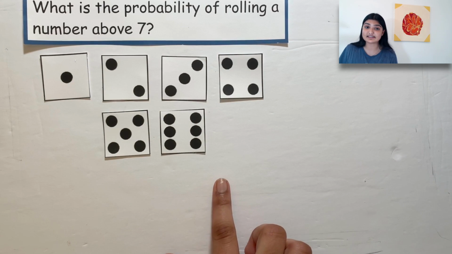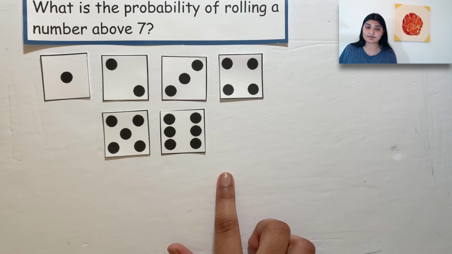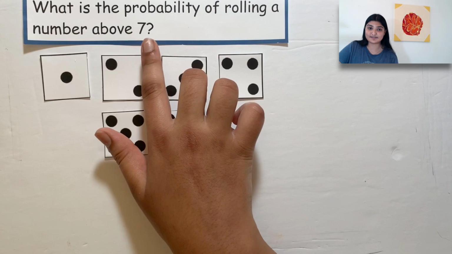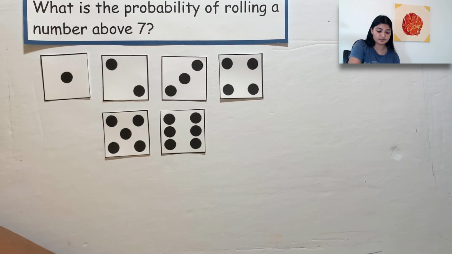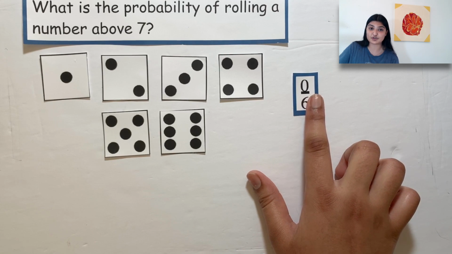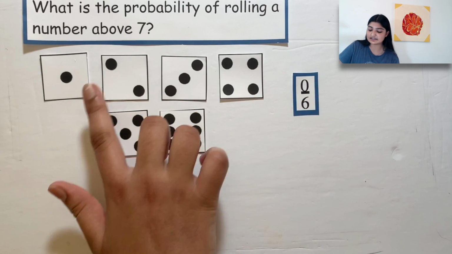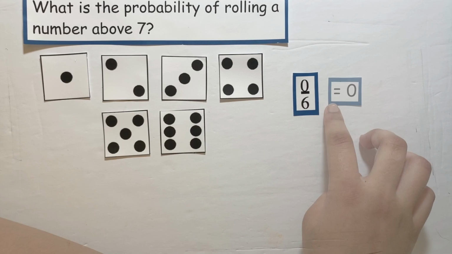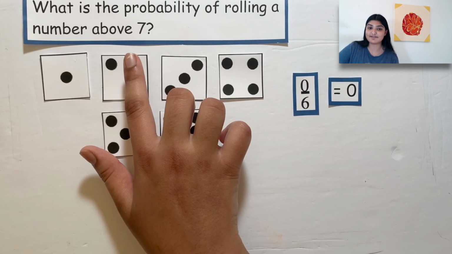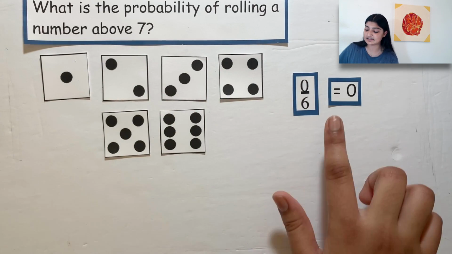As none of these numbers are above 7, we know that there are 0 possible chances of rolling a number above 7. There's 0 possible chances over 6 total outcomes. So we know that the probability or chance of rolling a number above 7 on our 6-sided dice would be 0.